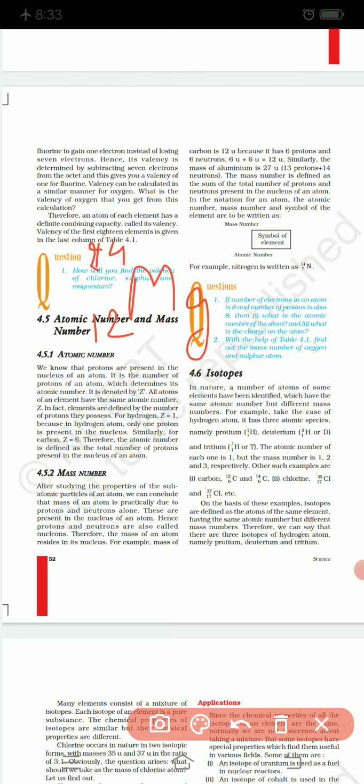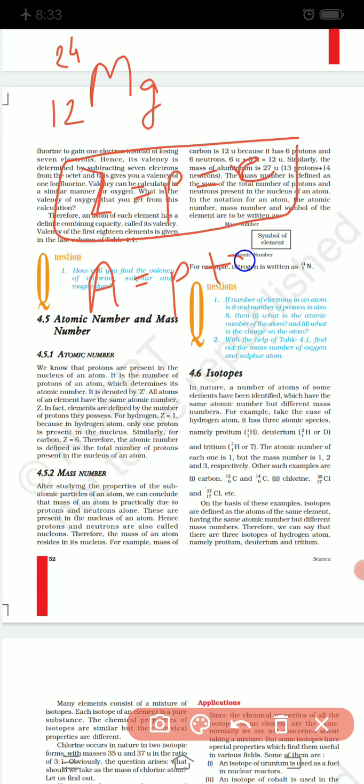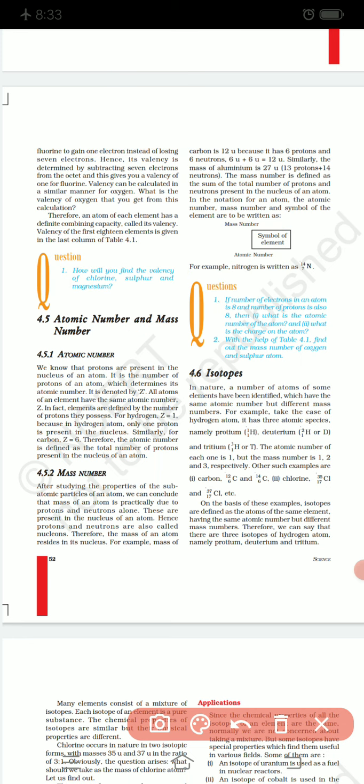Now I have told you the formula. Let us write each and everything for magnesium. Its atomic number is 12, mass number is 24. I have told you in the formula that atomic number is equal to number of protons and it is equal to number of electrons. Keep this formula in mind. Then mass number is equal to protons plus neutrons. Now we need to calculate all these things. For magnesium atomic number 12, mass number 24.